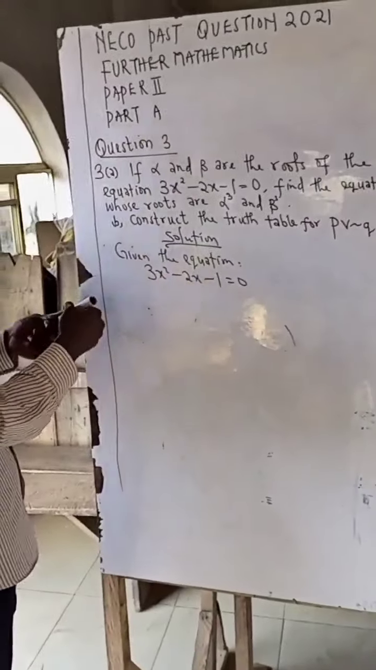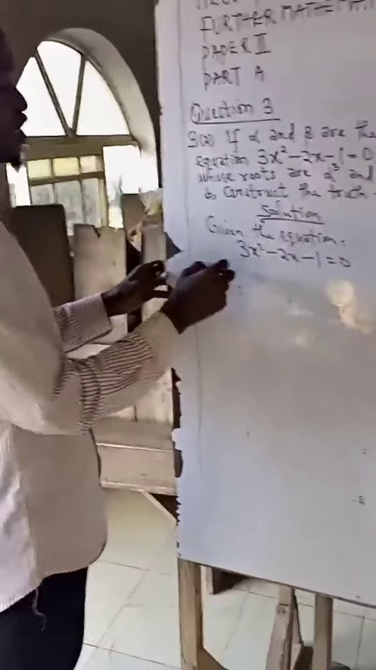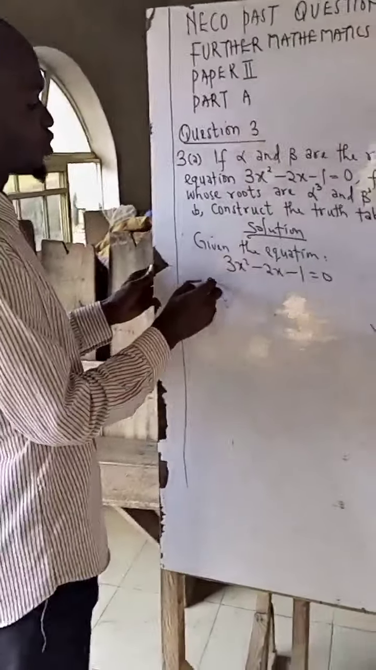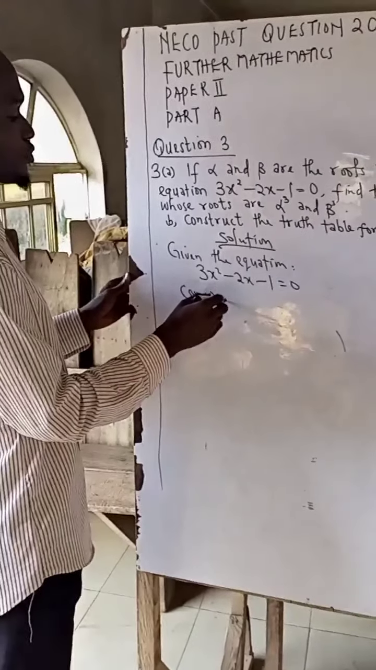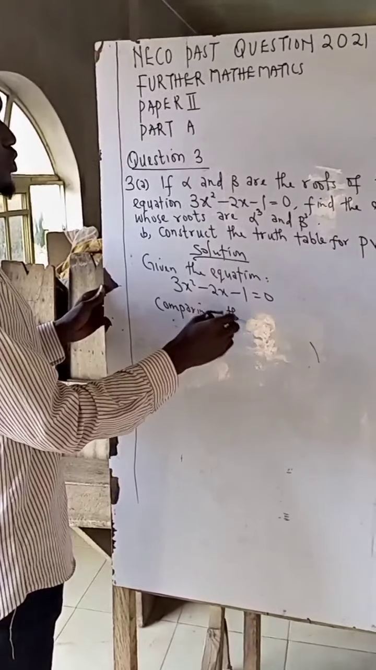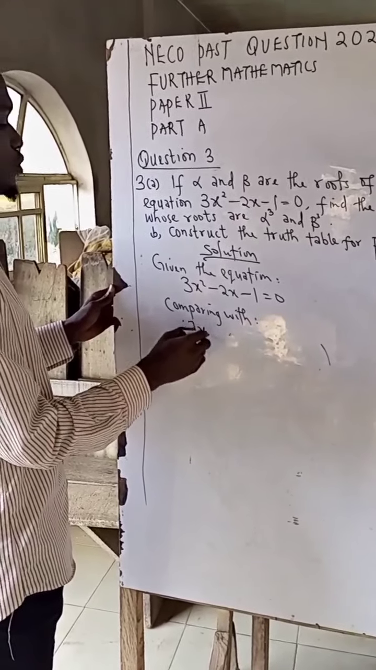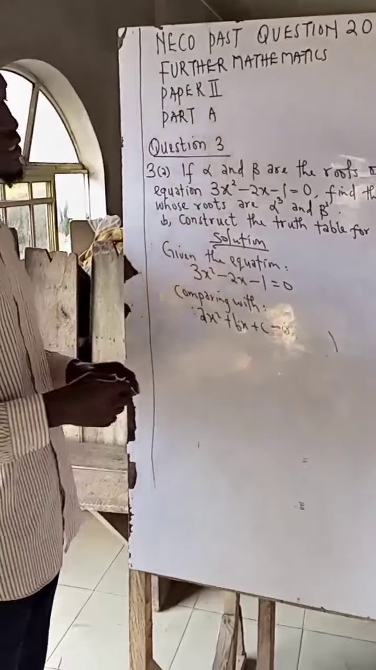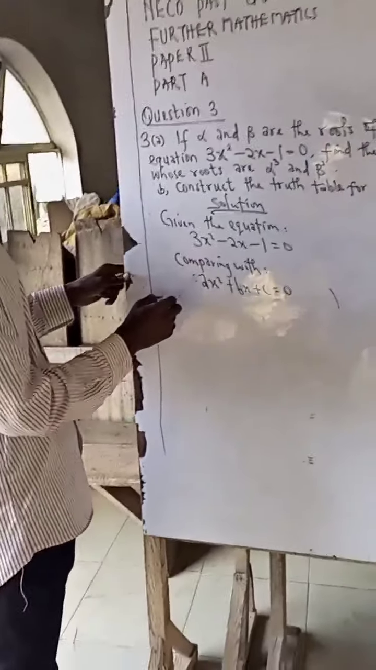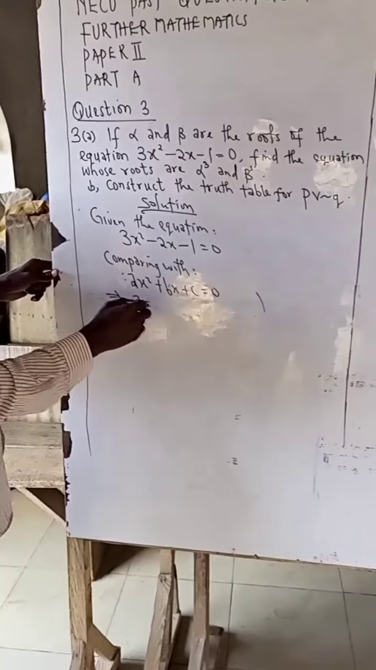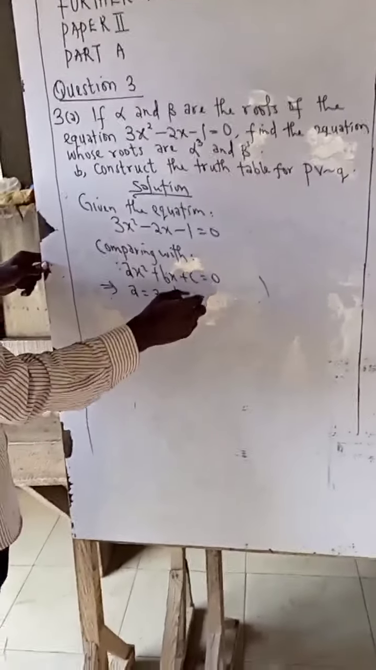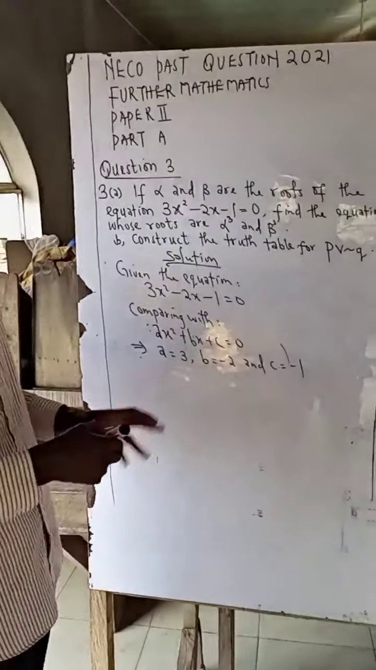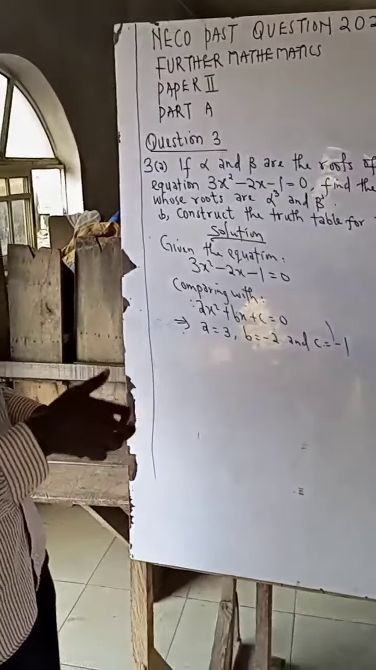And we know that if we compare this with the general equation of a quadratic, the general equation as ax squared plus bx plus c equal to 0, then that means a will be equal to 3 and b will be equal to minus 2, while c will be equal to minus 1. So we have to keep these values.